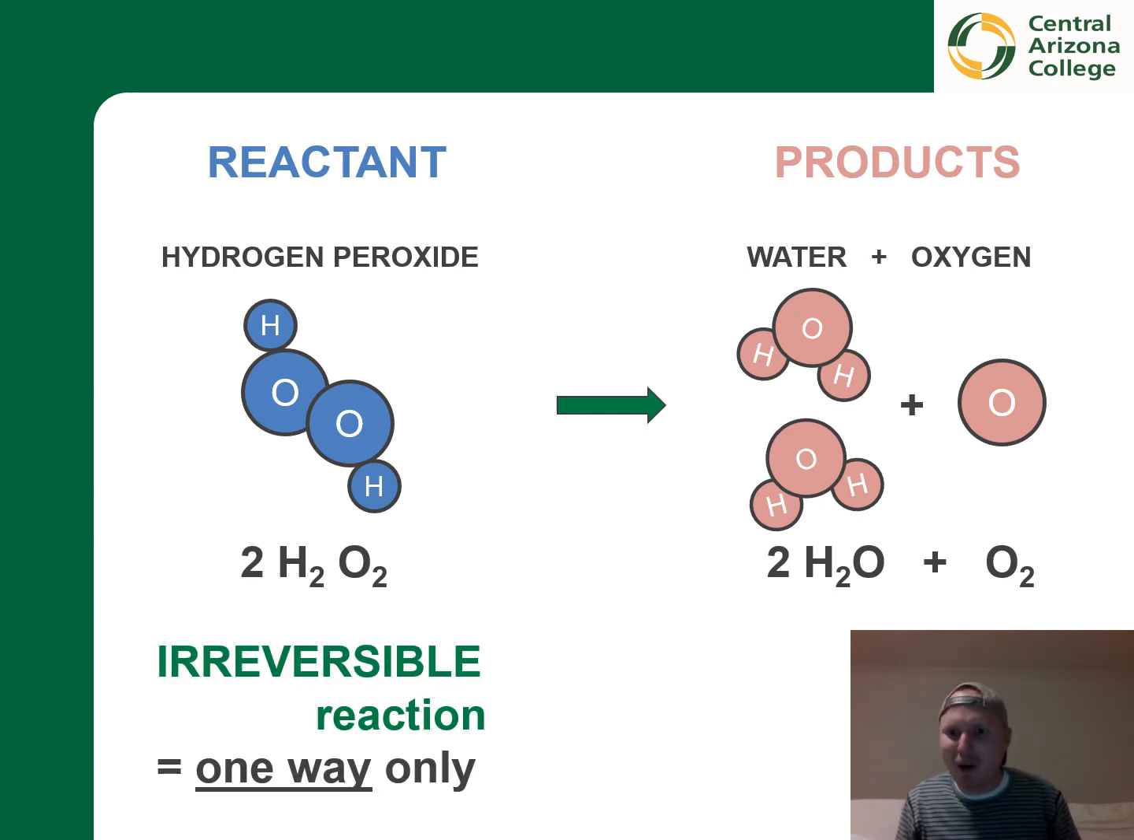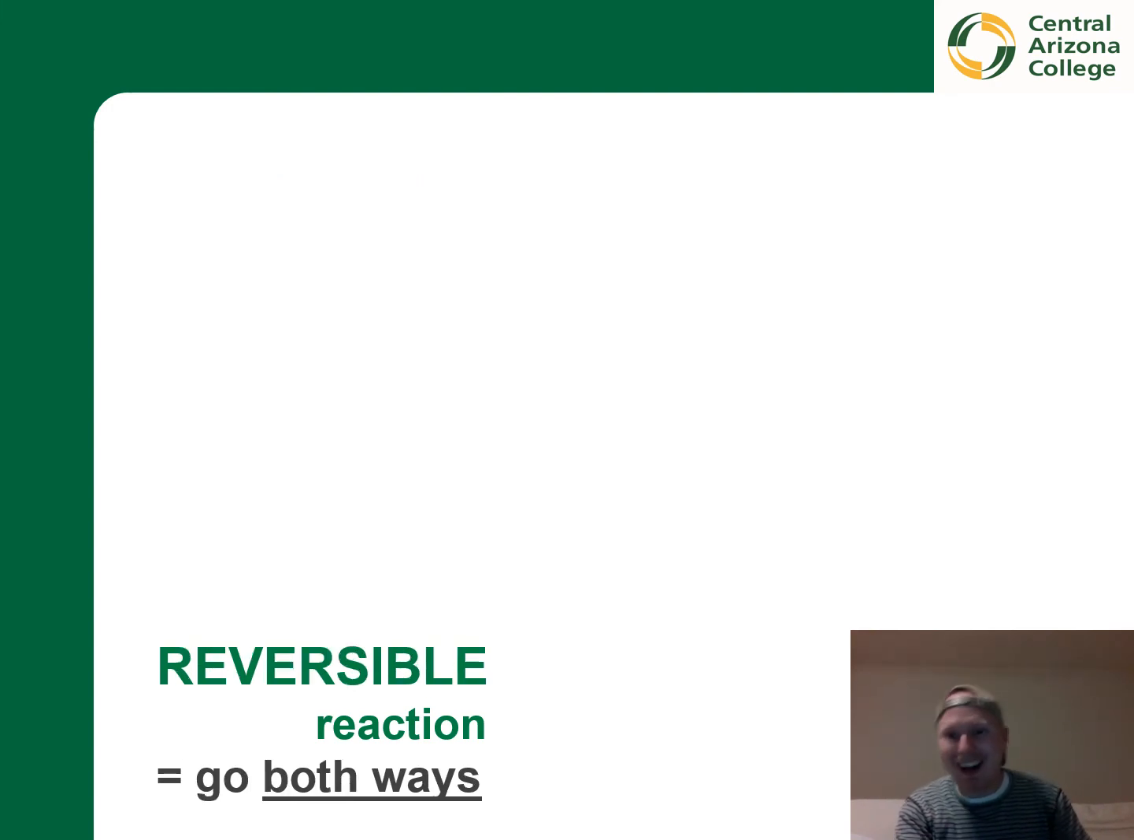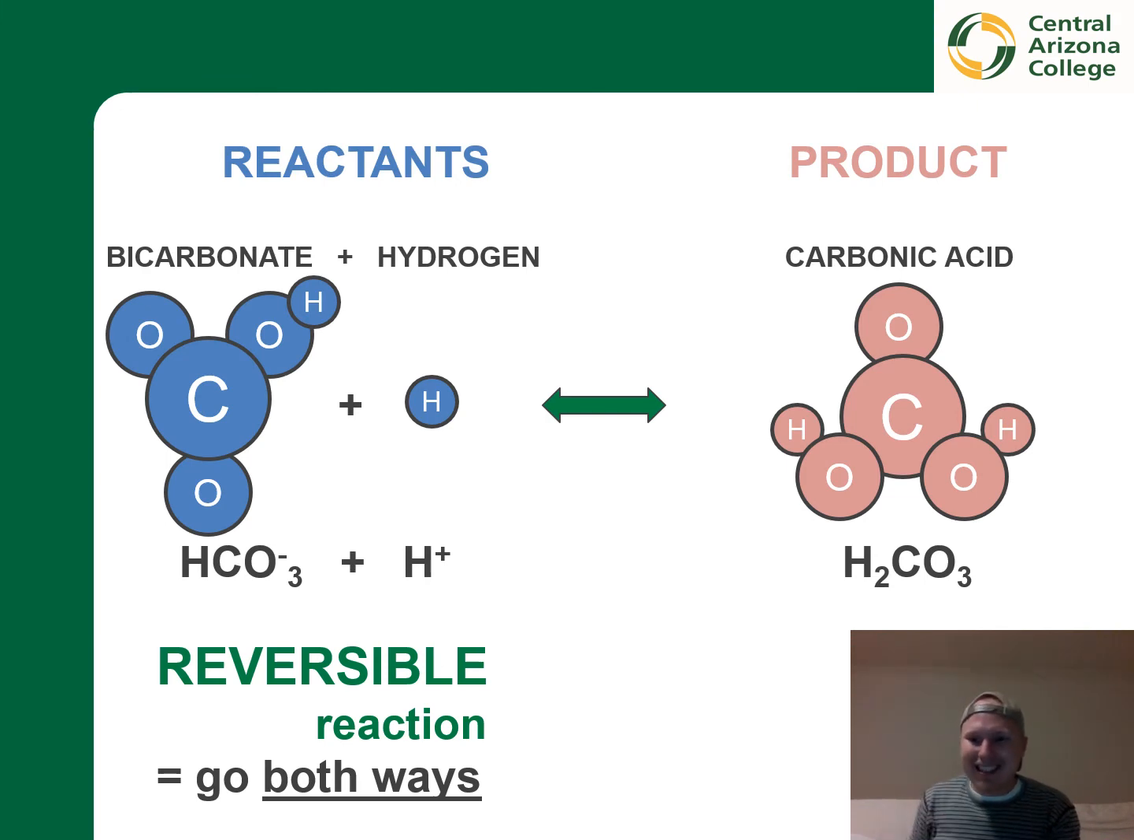If a reaction can go only one way and not backwards, so it is a one-way reaction, then it is known as irreversible. But this is not the only kind of reaction that can take place. Some reactions can also go both ways, back and forth. These are known as reversible. And here is one example. Here, the reactants, bicarbonate ion and hydrogen ion, join together to form a product that is carbonic acid.